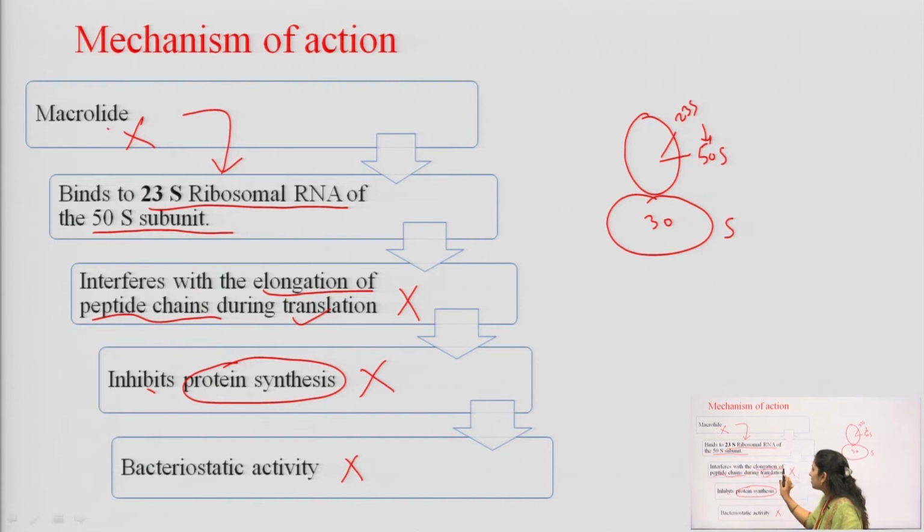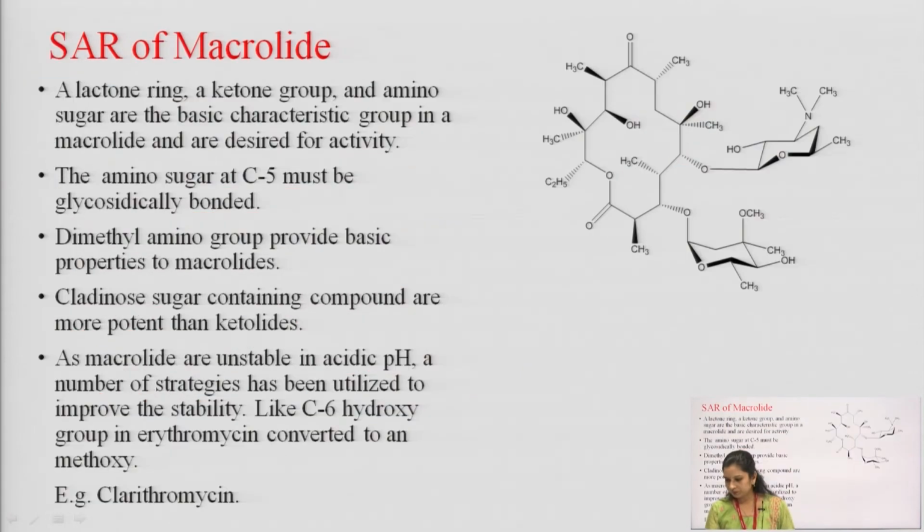So if we understand what is the mechanism of macrolide, we will see that macrolide interferes with the elongation of the peptide chain which is responsible for the protein synthesis and the survival and the growth of microorganisms. Hence the bacteriostatic activity occurs. In the next slide we will understand about the structure activity relationship of macrolide.